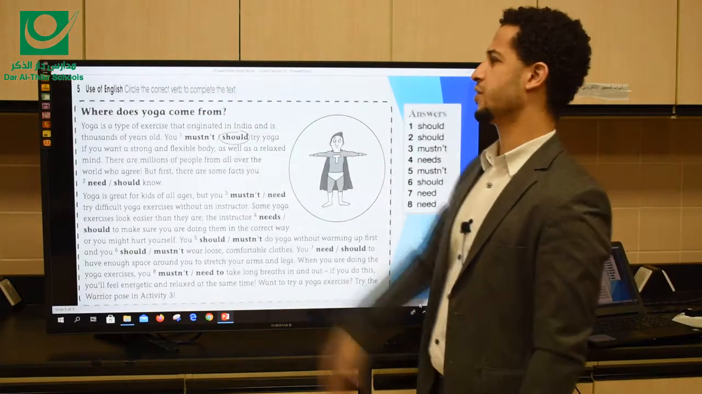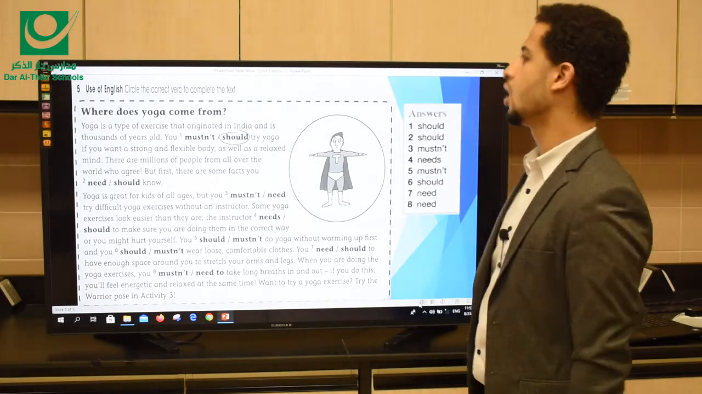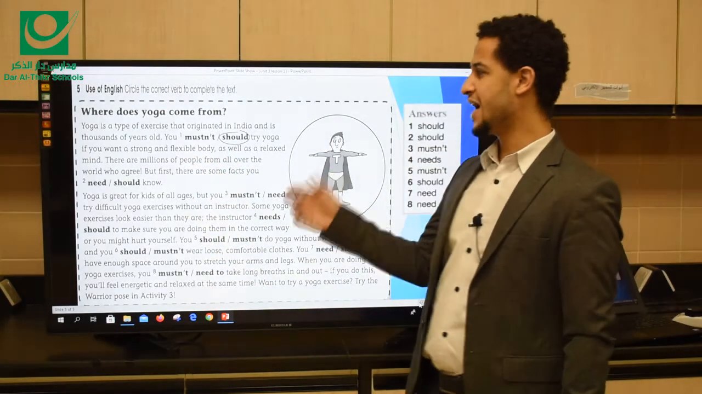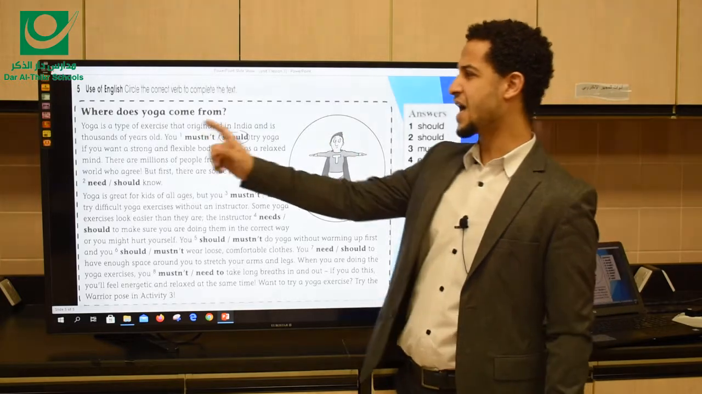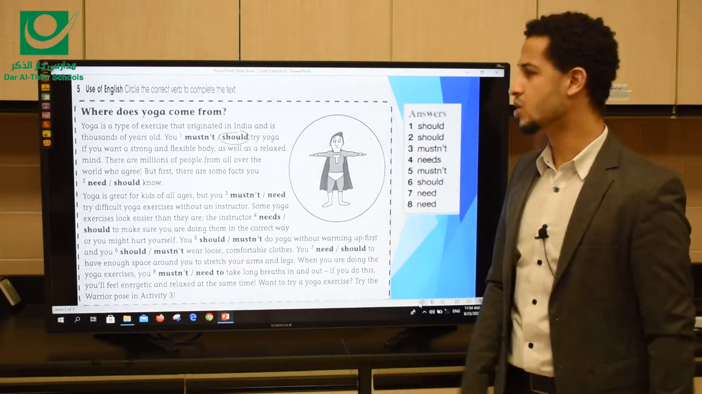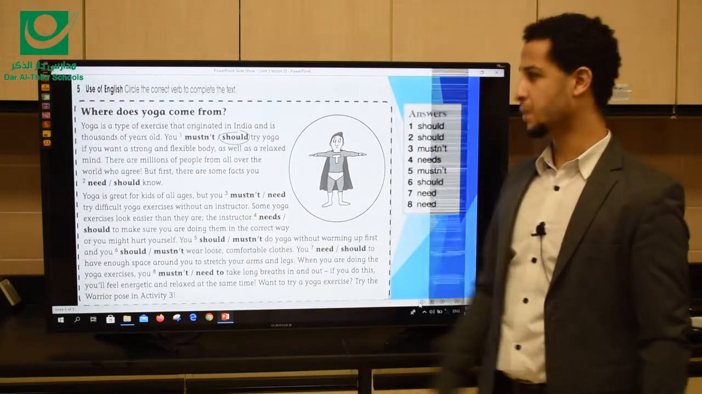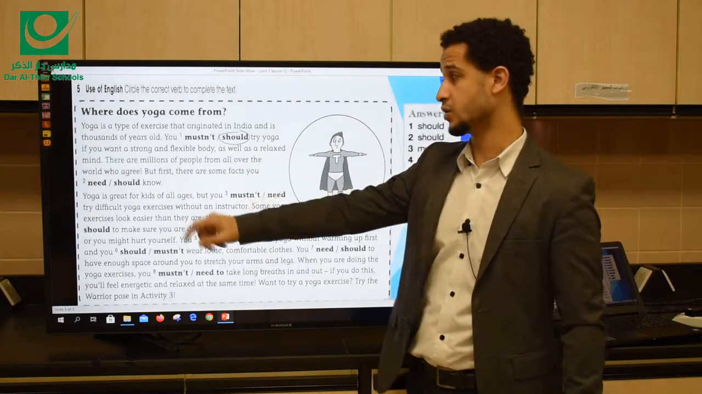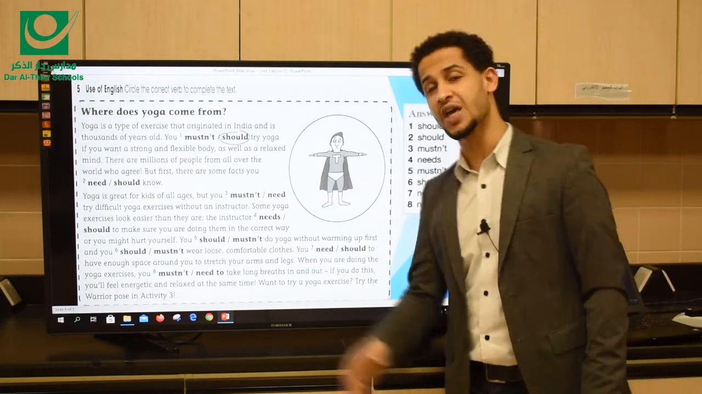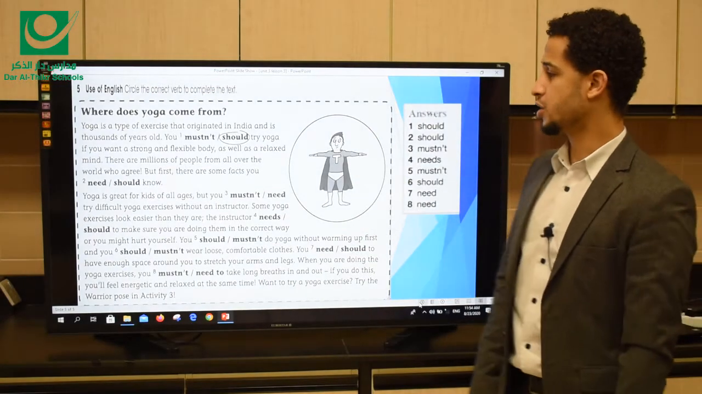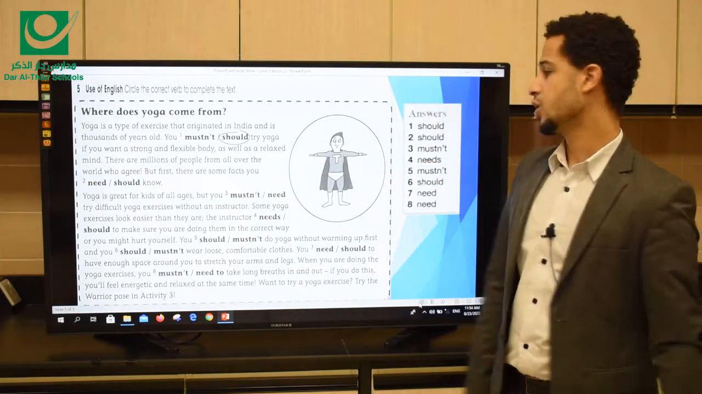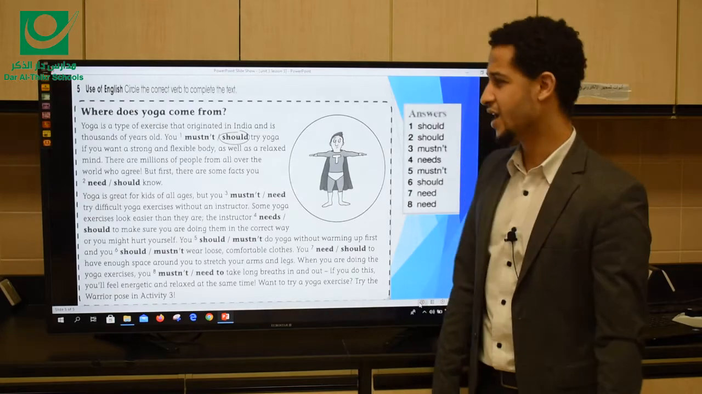This question is: circle the correct verb to complete the text. Where does yoga come from? Yoga is a type of exercise that originated in India and is thousands of years old. Number one is answered. You should try yoga if you want a strong and flexible body, as well as a relaxed mind. There are millions of people from all over the world who agree. But first, there are some facts you should know. So the answer to number 2 is should, okay?